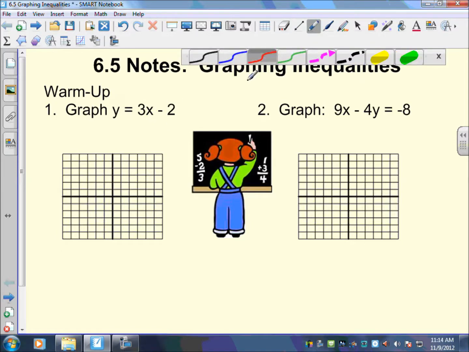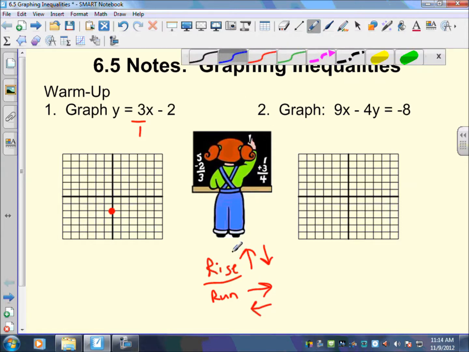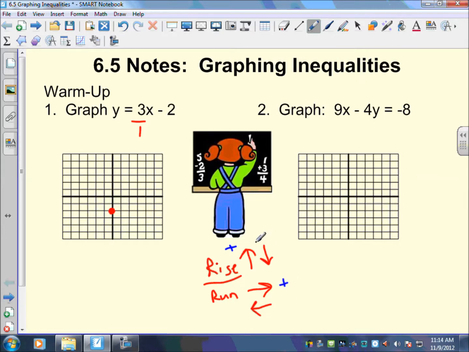I graph the number by itself, the y-intercept, first. I go to the y-axis. I put a dot at -2 because that's your y-intercept. Now, your slope is 3. However, slope needs to be a fraction, 3 over 1. Remember, slope is rise over run. The top number is up or down. The bottom number is right or left. Up for positive, right for positive, down for negative, left for negative.